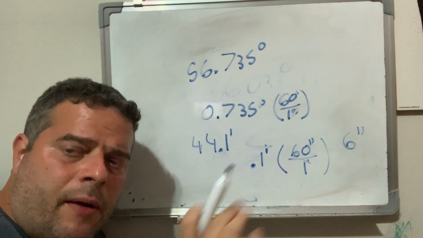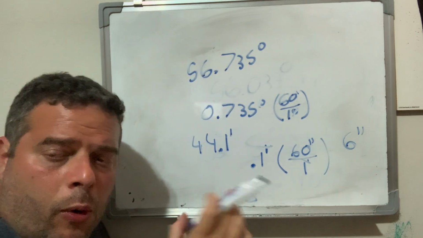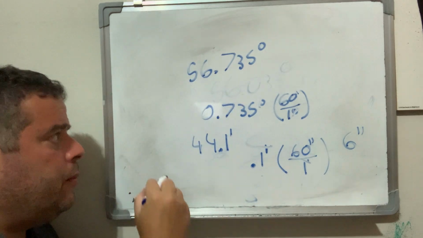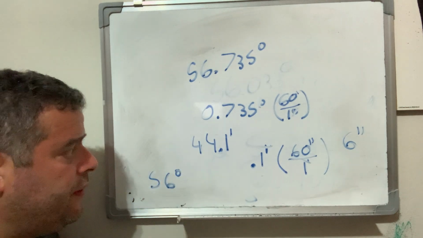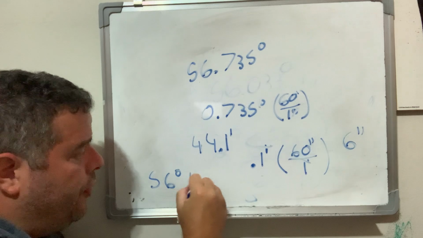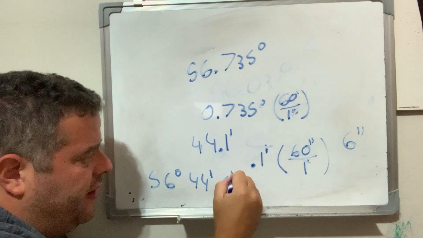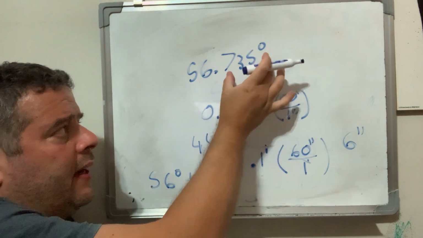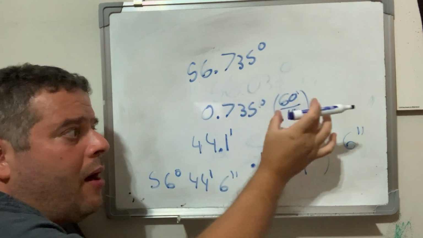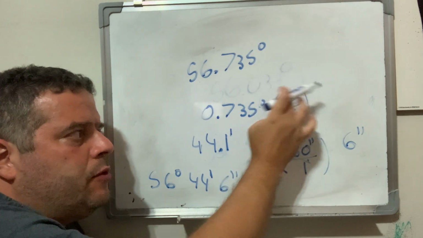And now you just put everything together. We don't actually touch the whole number portion, so the answer would be 56 degrees, 44 minutes, 6 seconds. So again, to recap, I grab the decimal portion. You always multiply it by this conversion rate. It's not going to change. 60 minutes per 1 degree.